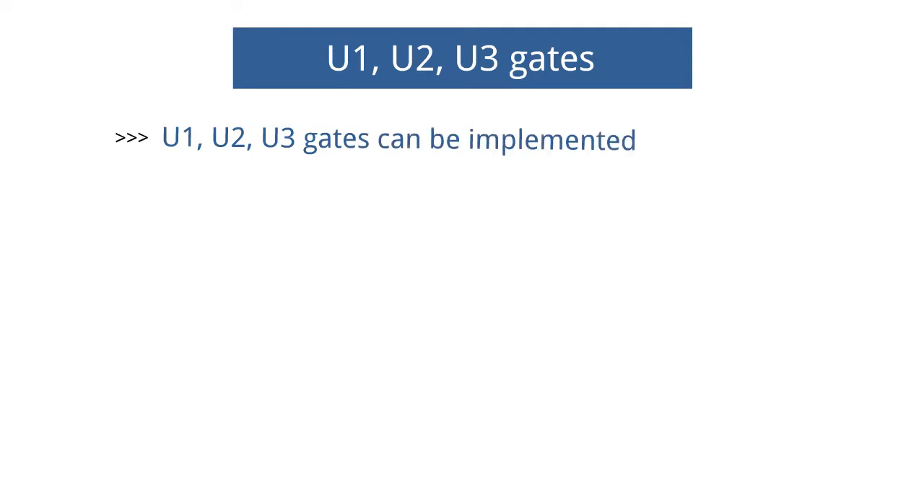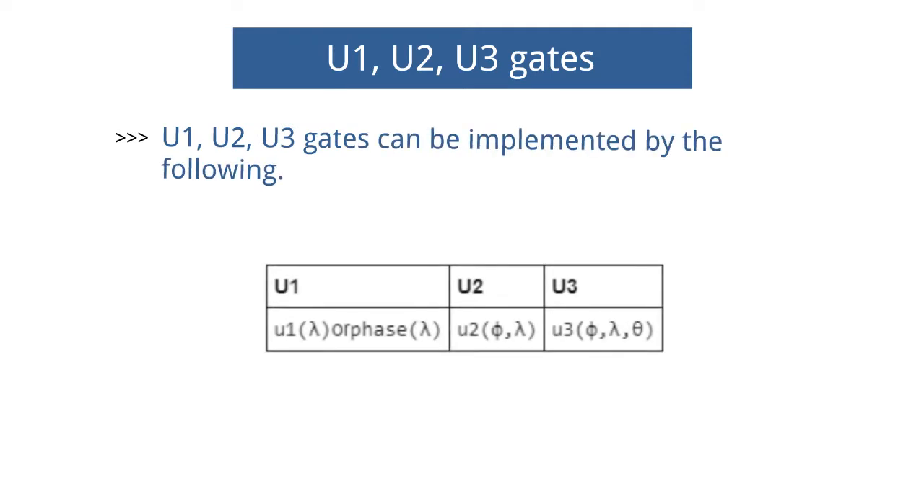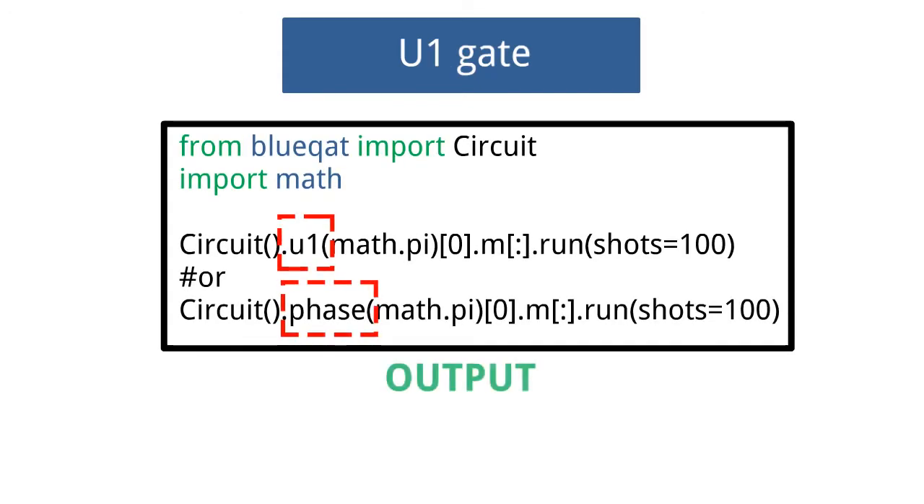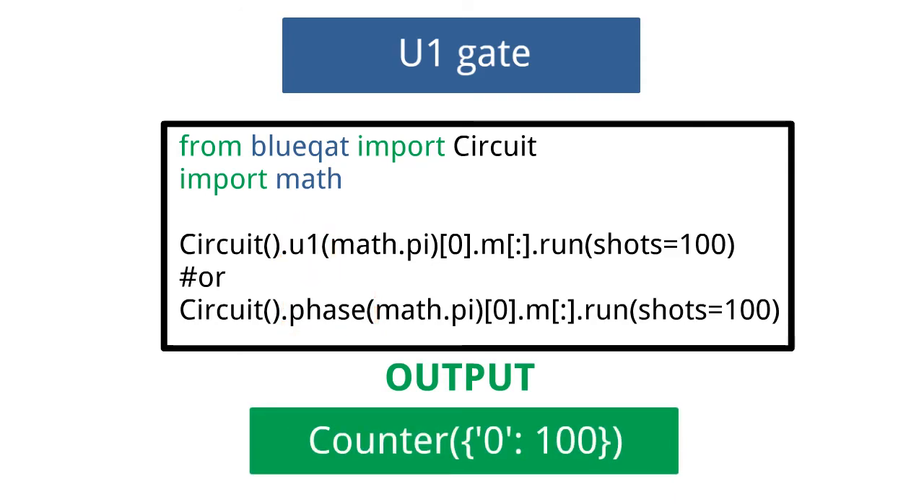U1, U2, U3 gates can be implemented by the following. In U1 we can use U1 gate or phase in the code. U1 gate. As I said earlier, we can use U1 or phase in the code and we will get output as 0.